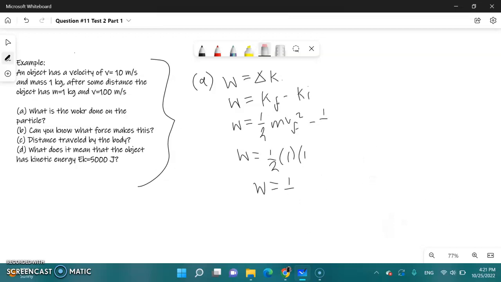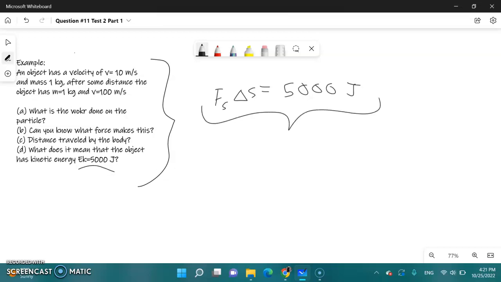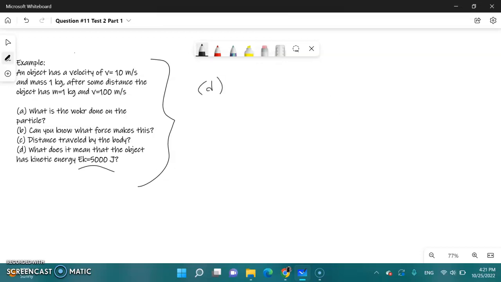And now, for part B, we're being asked, can we know what force makes this? And all that we can truly know is that force of static friction times the displacement equals 5,000 joules. And that's all that we know, since we are told here that the kinetic energy is 5,000 joules. That's all we know. We can't really tell what force makes this, and we also can't tell what distance is traveled by the particle, because these are the two parts that we cannot determine based on the information that is given.